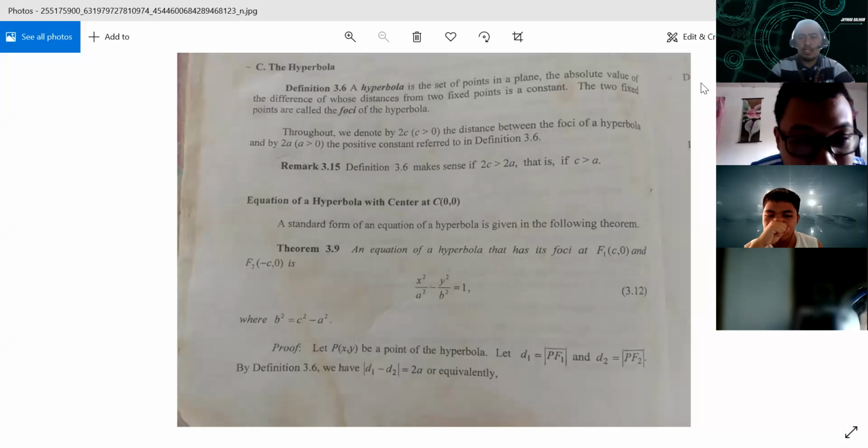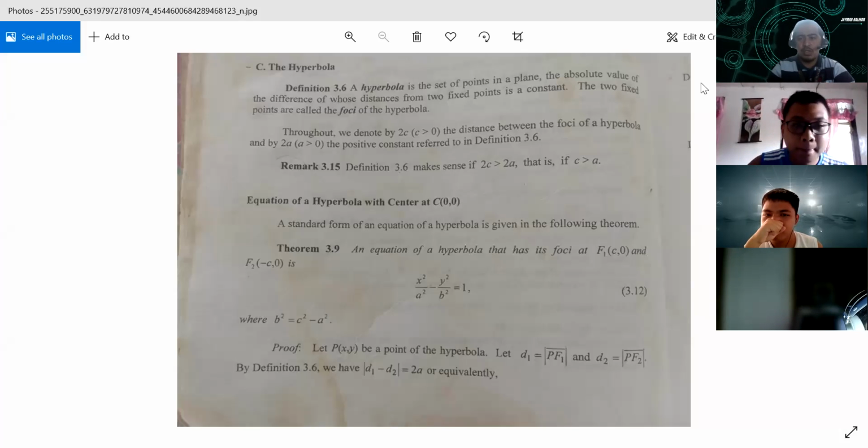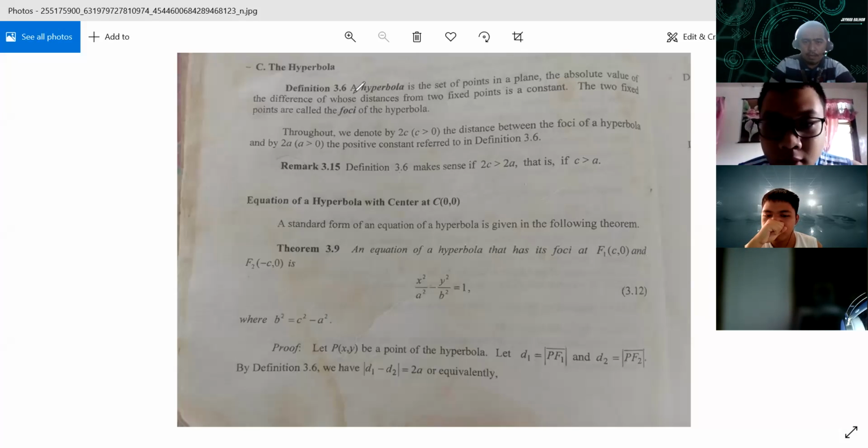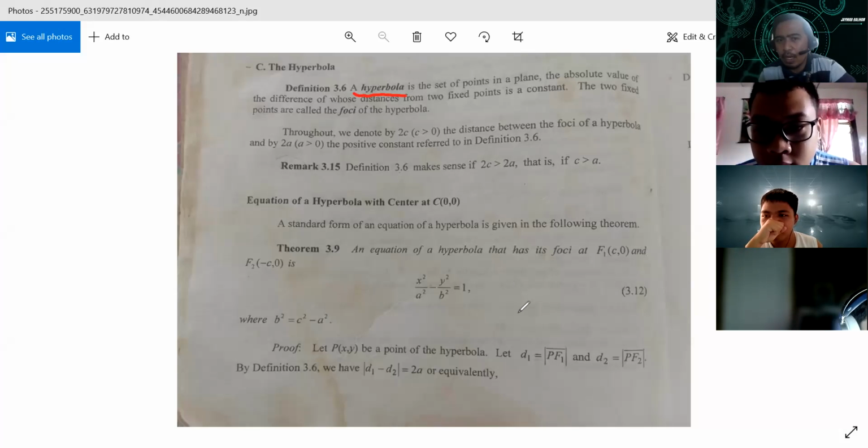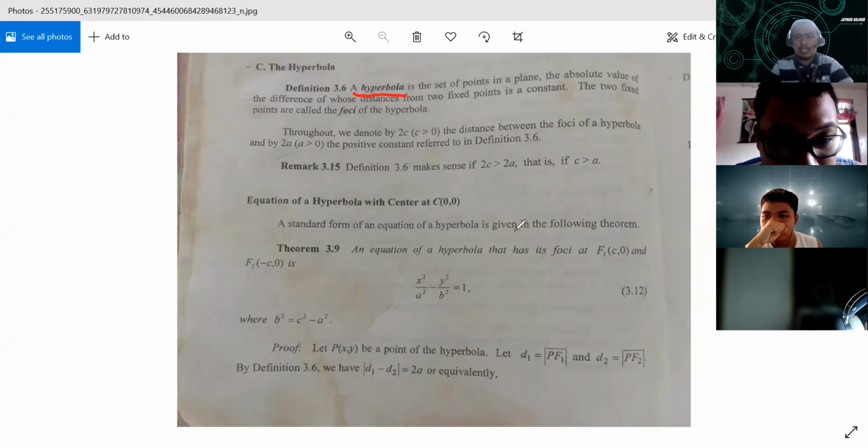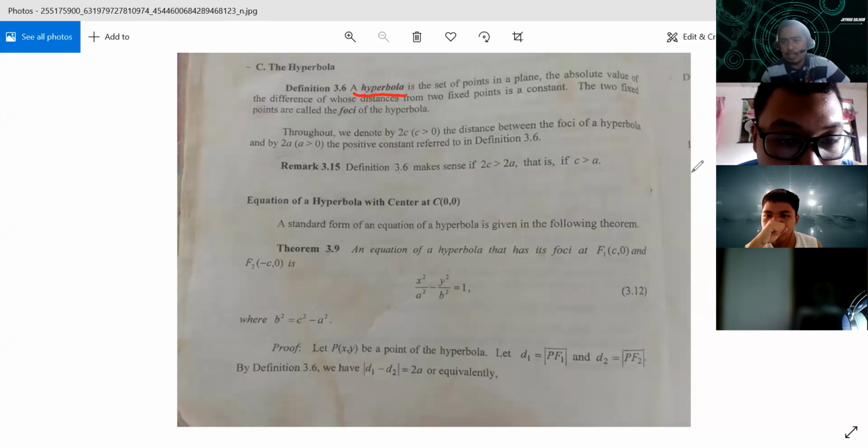Our topic for this morning is the last conic section, the hyperbola. Let's first define what a hyperbola is. A hyperbola is again a set of points, just like the circle, parabola, and ellipse. But here, the absolute value of the difference of the distances from two fixed points is a constant. The two fixed points are called foci.